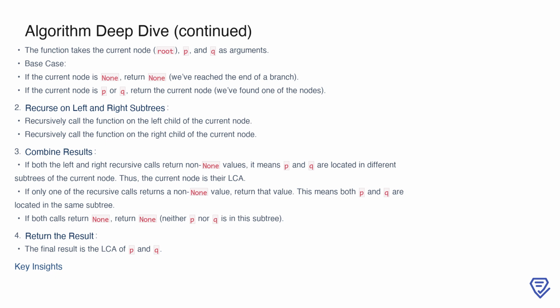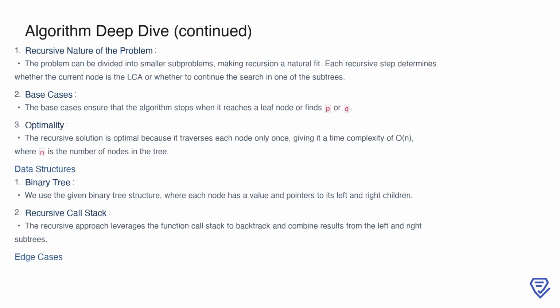From there, the function proceeds by recursively exploring both the left and right subtrees of the current node. Once both recursive calls are resolved, their results are combined. If both the left and right calls return non-none values, it means P and Q are located in different subtrees, making the current node their LCA. If only one of the calls returns a non-none value, it implies that both nodes lie within the same subtree, and we return that result. If neither call returns a valid result, we simply return none as neither P nor Q is present in this subtree. Ultimately, the function returns the LCA as the recursion unwinds. The recursive nature of this problem makes it especially well suited for a divide-and-conquer approach.